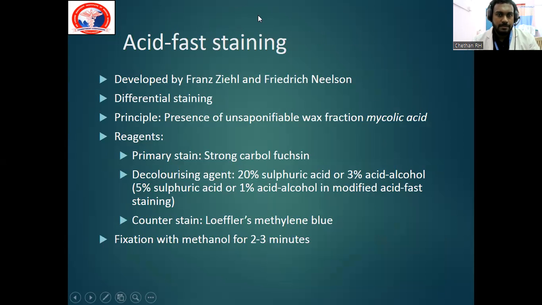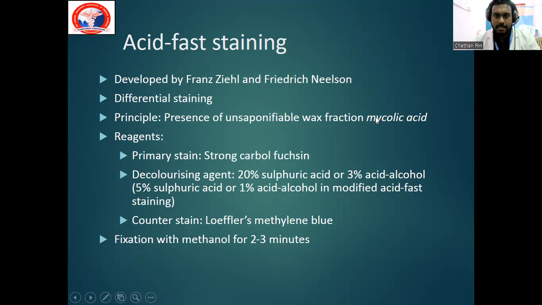Next, we'll look at acid-fast staining. Acid-fast staining was developed by Franz Ziehl and Friedrich Neelsen. This is again a differential staining, and the main principle here is the presence of an unsaponifiable wax fraction called mycolic acid in the cell wall of these organisms.